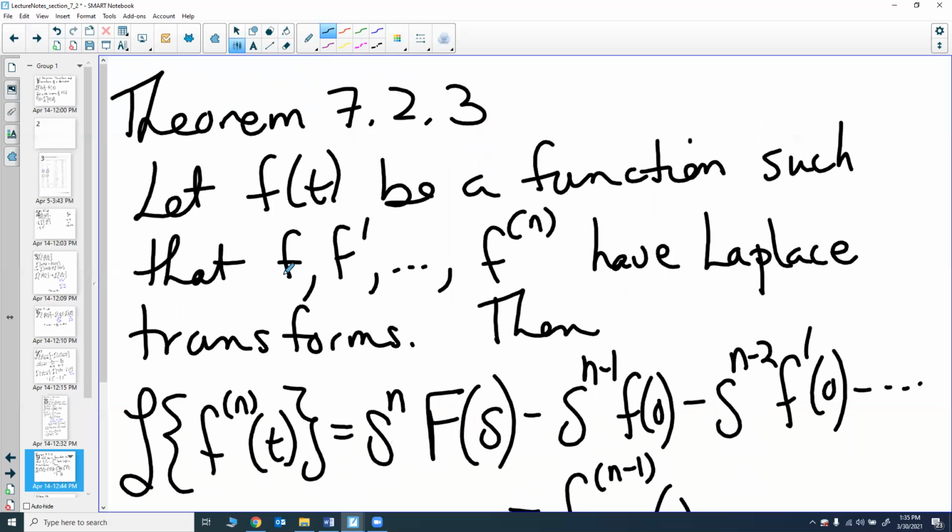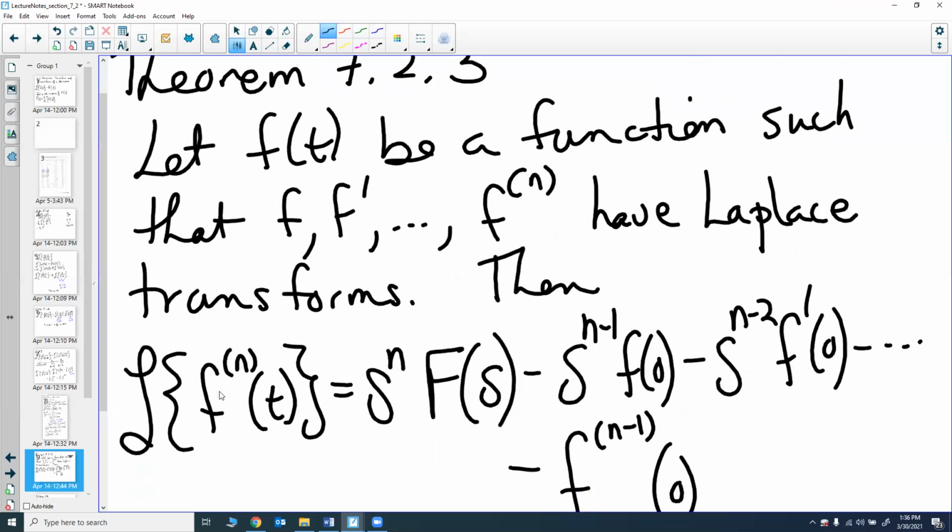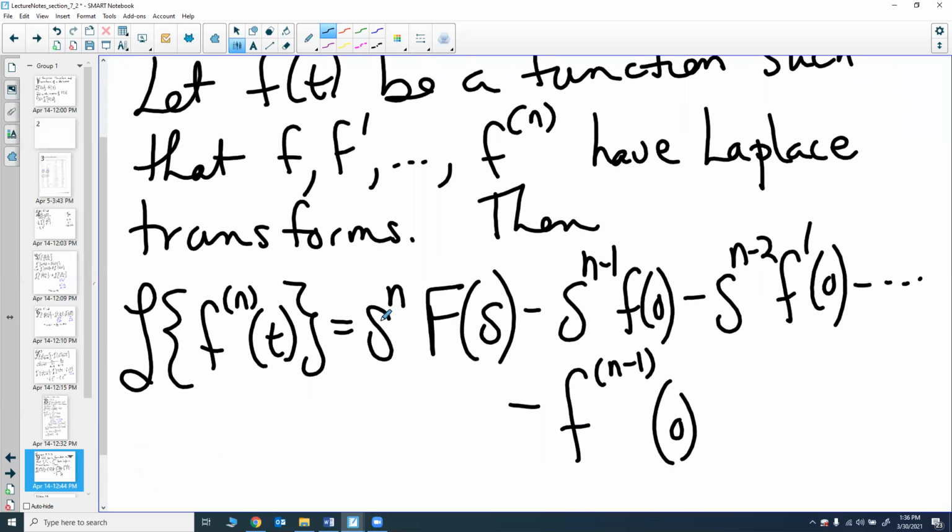All right. Another theorem that we can also have, we can do higher order ones. As long as f and its derivatives up to the nth derivative have Laplace transforms, then the Laplace transform of the nth derivative of f is s to the n times the Laplace transform of f, minus s to the n minus 1 times f of 0, minus s to the n minus 2 times f prime of 0, all the way down to minus the n minus first derivative of f at 0. So again, you do need to have initial conditions. Remember, you have an nth order differential equation, you need to have n initial conditions.